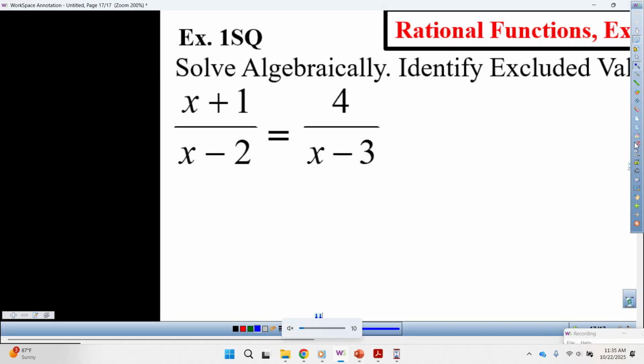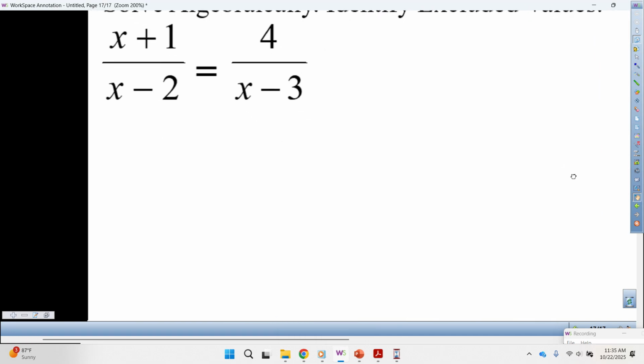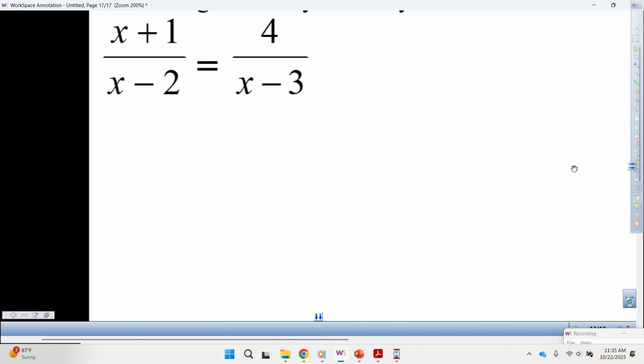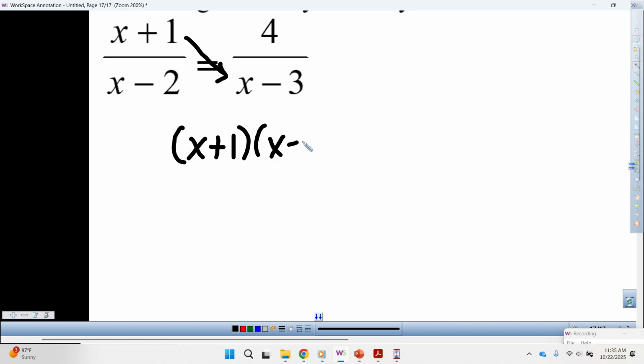So here we go. I'm going to pause the music for right now. Question: do we have a proportion? Yes. One fraction equal to another fraction. Okay. So here we go. Cross multiply. In this case, we don't have x's by themselves, so I'm going to cross multiply. So I'm going to multiply that times that. To write it out first, I'm going to write x plus 1 times x minus 3. So far so good? Equals 4 times that.